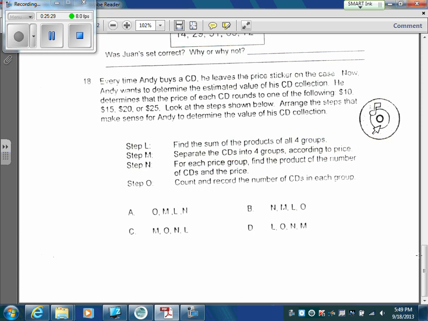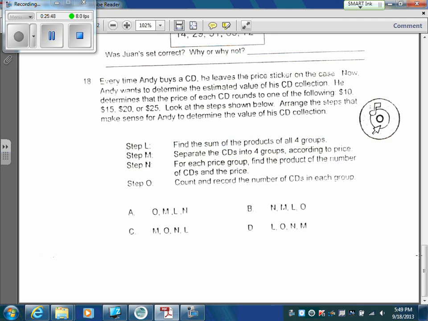collection. Step L says find the sum of the products of all 4 groups. Step M, separate the CDs into 4 groups according to price. Step N, for each price group, find the product of the number of CDs in the price. Step O, count and record the number of CDs in each group.